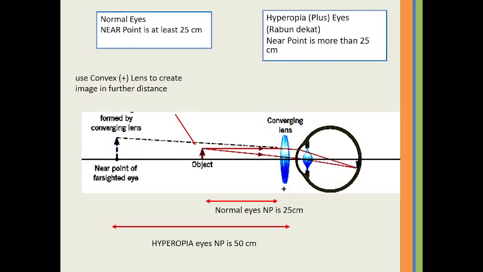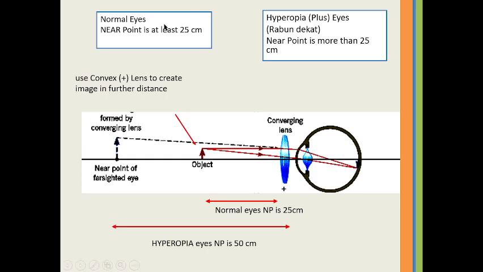For hyperopia or plus eyes, we talk about the near point. The near point is the opposite of the far point. Near point means the closest we can put the object, because plus eyes cannot read objects that are too close. For example, you want to read.